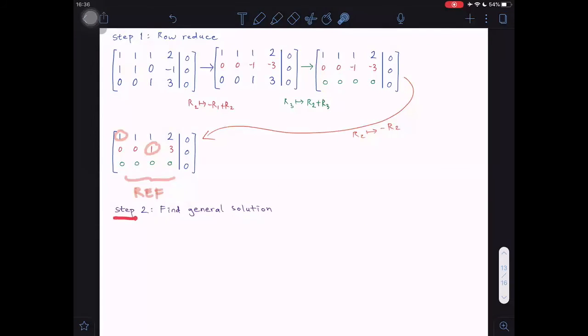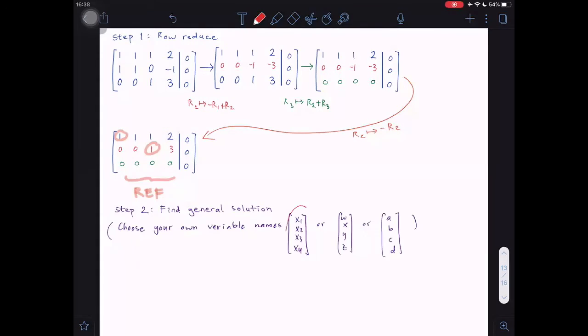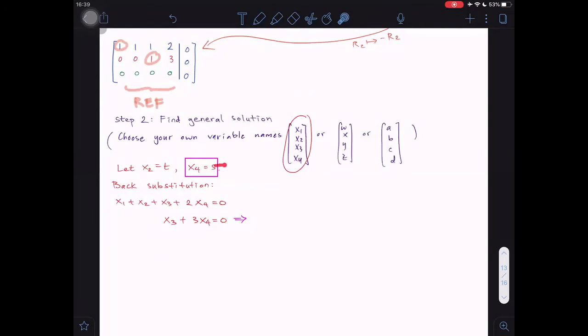Step 2 of the algorithm is to use this row echelon form to find a general solution. We are not given the variables, but we see that we need 4 variables because there are 4 columns in the matrix A. I will choose x1 through x4. I let the second variable be a parameter t and the fourth variable be a different parameter s. And then I do back substitution. I substitute x4 equals s into the lower equation. I substitute the values for x2, x4, and x3 into the upper equation to write x1 as a formula.